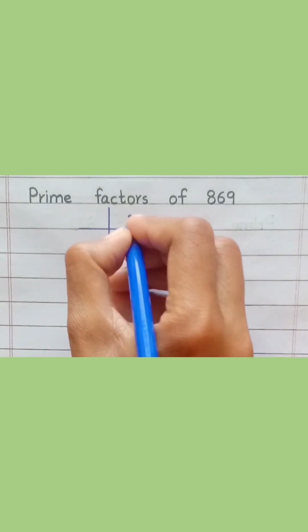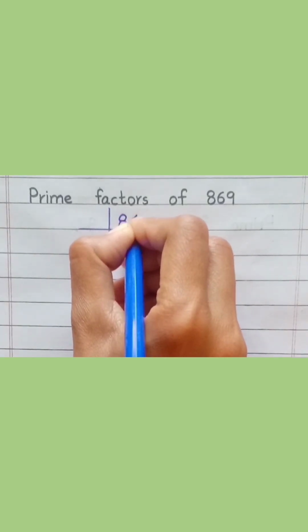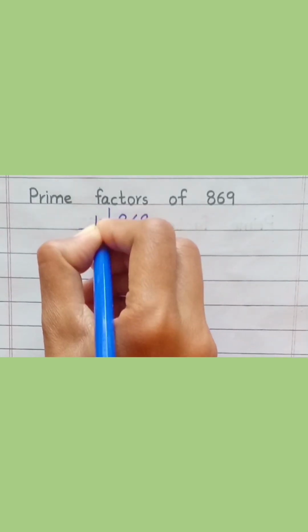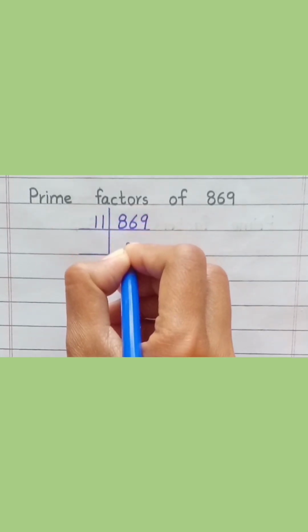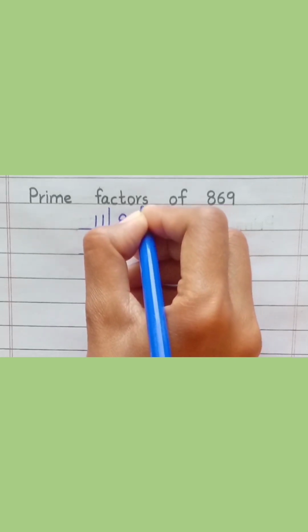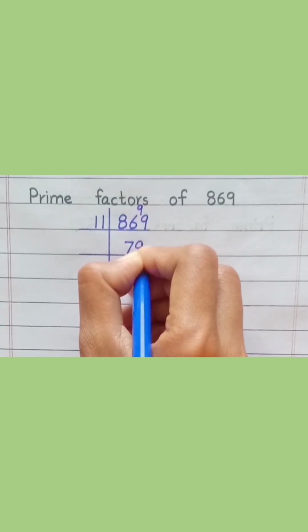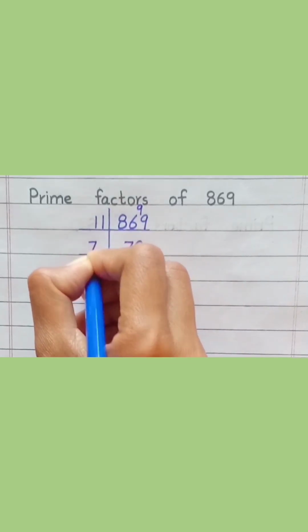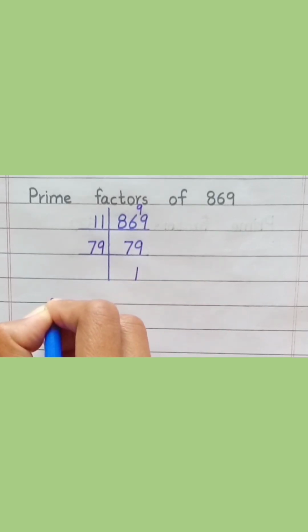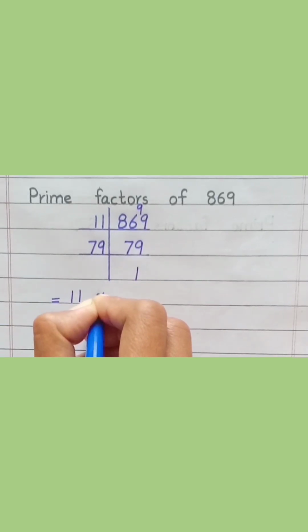Prime factors of 869. 11 sevens are 77, 11 nines are 99, 79 ones are 79, equal 11 multiply 79.